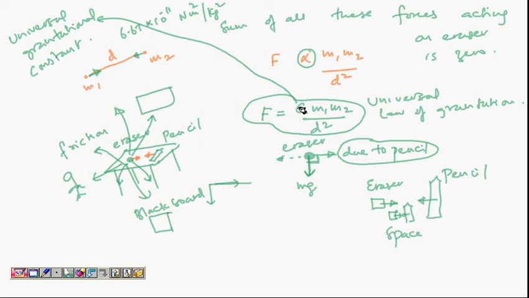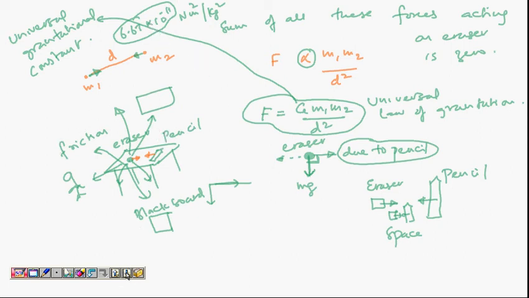So the value of G is a constant. Anywhere you go in the universe, G value will remain the same. So it's called universal gravitational constant. Constant is something which never changes. So this value of G will never change. The capital G value will never change.